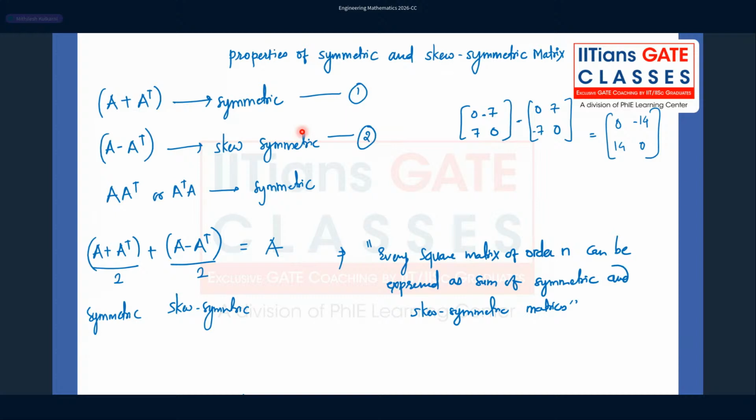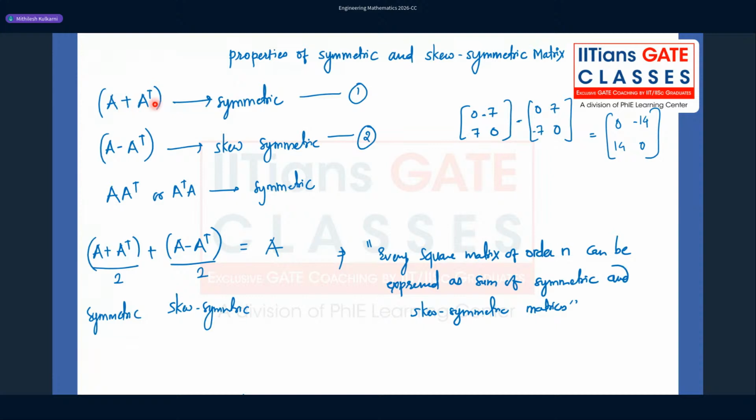One of the properties we just studied is that A plus A transpose gives us a symmetric matrix. If you have a square matrix and you take its transpose and add it, you will end up with a symmetric matrix. If you have a square matrix and subtract its transpose from it, you'll end up with a skew symmetric matrix. If you multiply a matrix by its transpose, you will end up with a symmetric matrix.